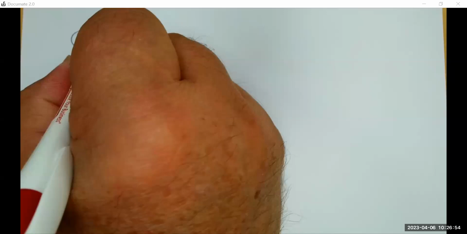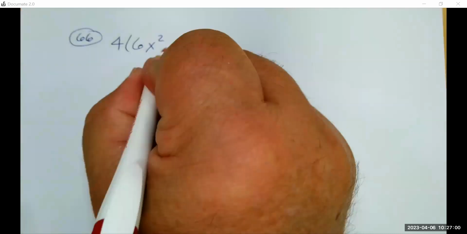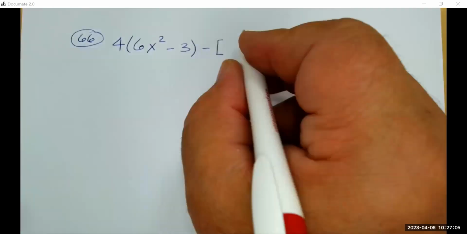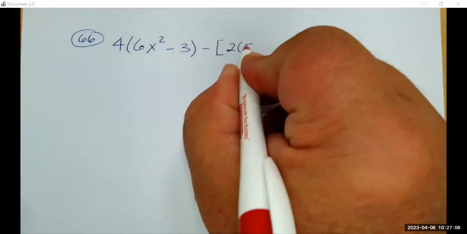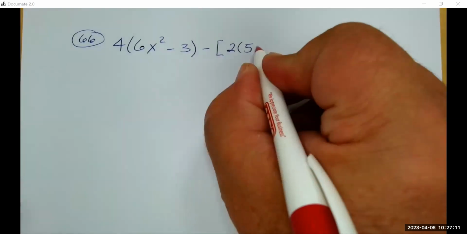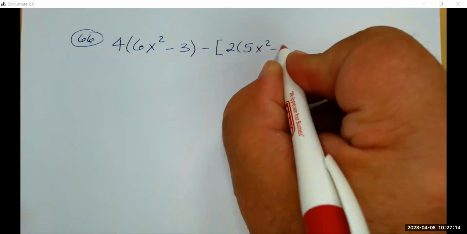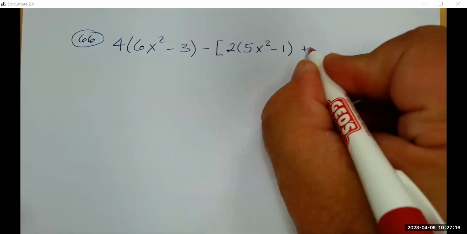Okay. Let's go ahead and jump to the deep end. Simplify number 66. Four times 6x squared minus 3, minus 2 times 5x squared minus 1, plus 1.